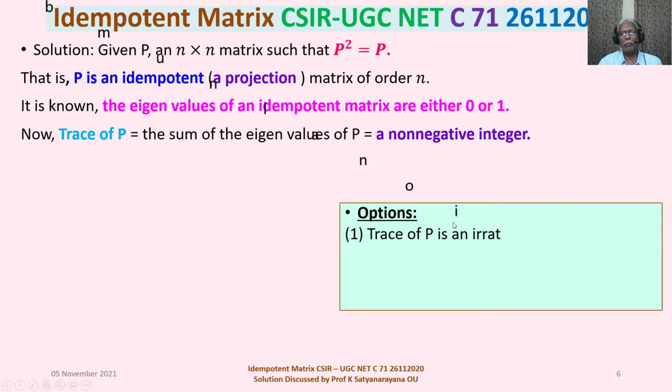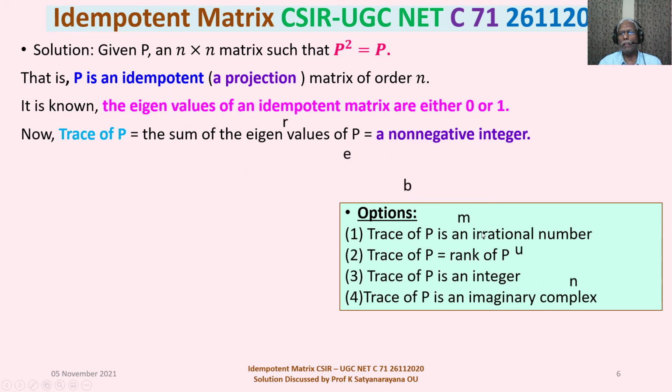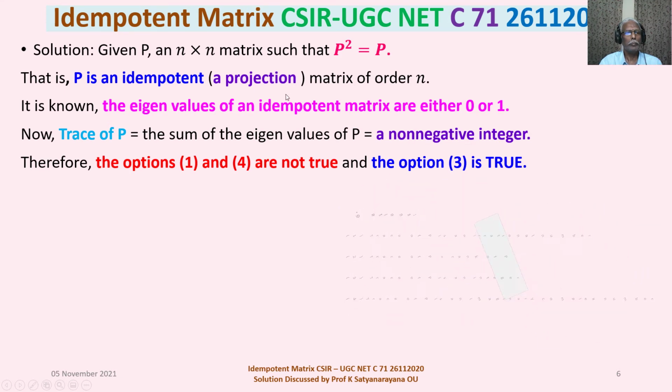So let's look at the options. Option 1, trace of P is an irrational number, is not true because it is a non-negative integer. And option 4, trace of P is an imaginary complex number, is also not true. So therefore, options 1 and 4 are not true. And option 3, the trace of P is an integer, is true. So option 3 is true.